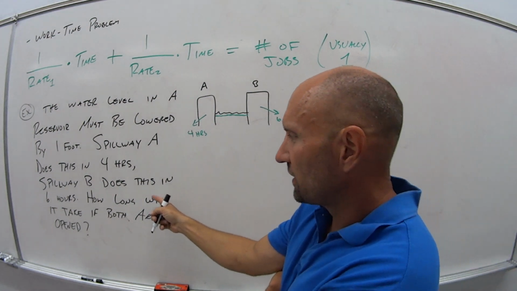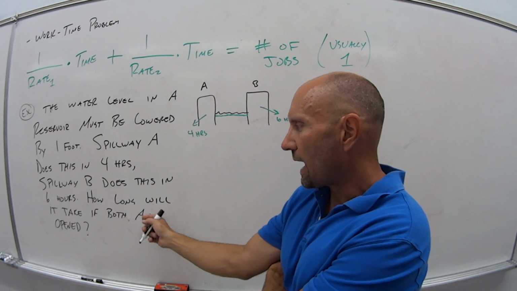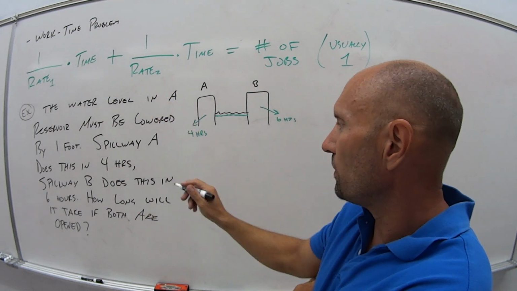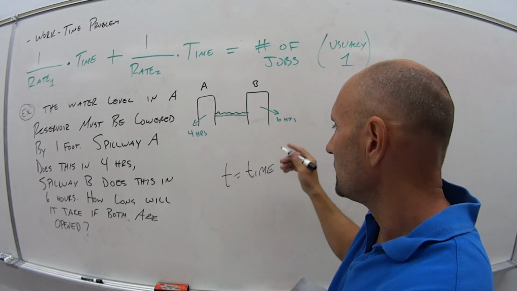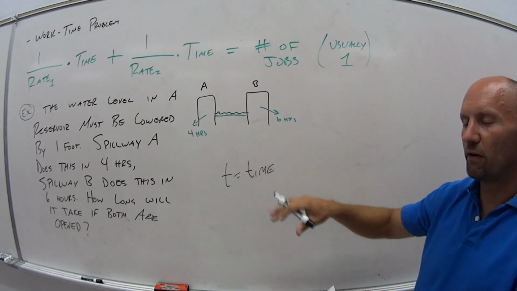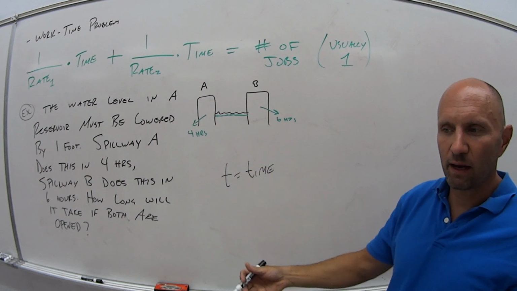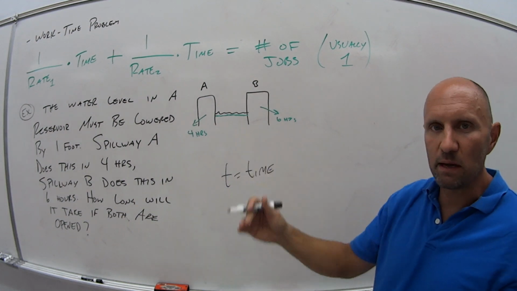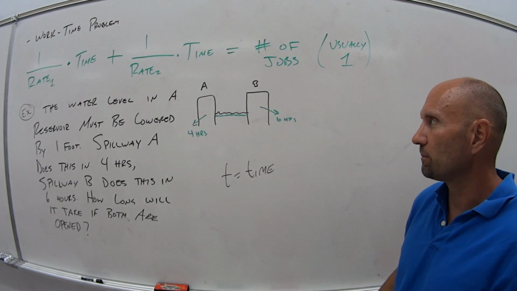Now, what's being asked here? Like I told you from video 1, let's define our variables. How long will it take if both are opened? So that's our variable. Let's call that T for time. If you can, use the letters of the variable, so we're looking for time, so I'm going to call it T. But you could call it X, you could call it Y, you could call it A, B, whatever you're comfortable with. I just call it T because we're looking for the time.